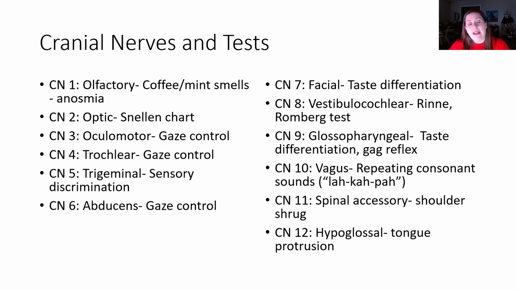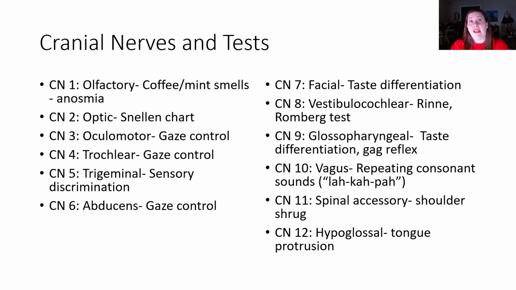Cranial nerve 9 is the glossopharyngeal. It's also for taste, like cranial nerve 7, but the main way we test this one is the gag reflex. So if we hit the gag reflex and the patient gags, cranial nerve 9 is working. Cranial nerve 10 is the vagus nerve. It does help you with repeating consonant sounds, like producing noises and sounds in a particular way. And so you may have the patient say, okay, I need you to repeat after me, la, ka, pa, la, ka, pa, and they would repeat it. And if they can repeat it, this nerve is normally working.